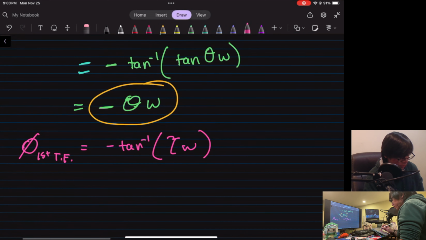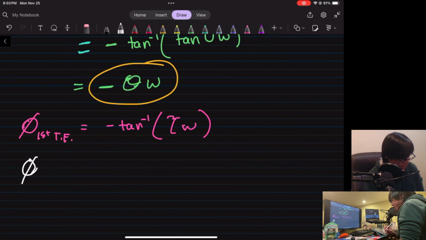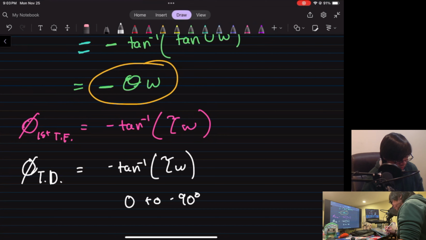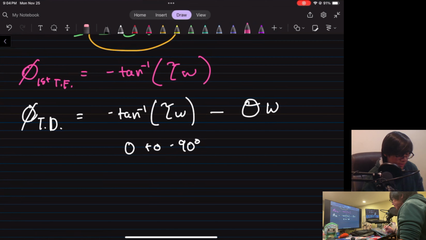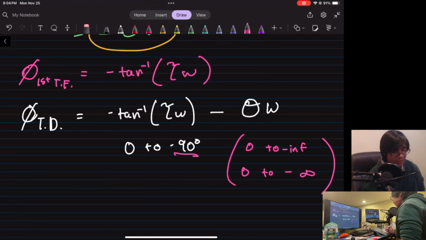So for time delay, what is happening? We have negative tangent inverse tau omega, which would normally only be 0 to negative 90 degrees, and we have this minus time delay omega. So now this has a domain of pretty much whatever omega can be. So 0 to infinity, and it's actually negative, so it'd be negative infinity.